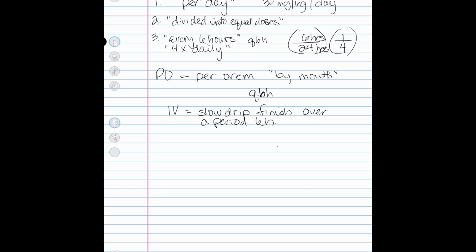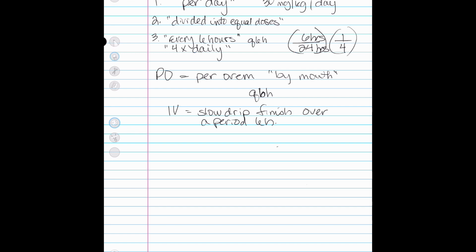So when you see over 6 hours or over a time period, that's going to be an IV drug. If you see every 6 hours, it's going to be one dose at a time, either per os, or IM, or an IV push. Okay, so let's take a look at this question a little bit more in detail.